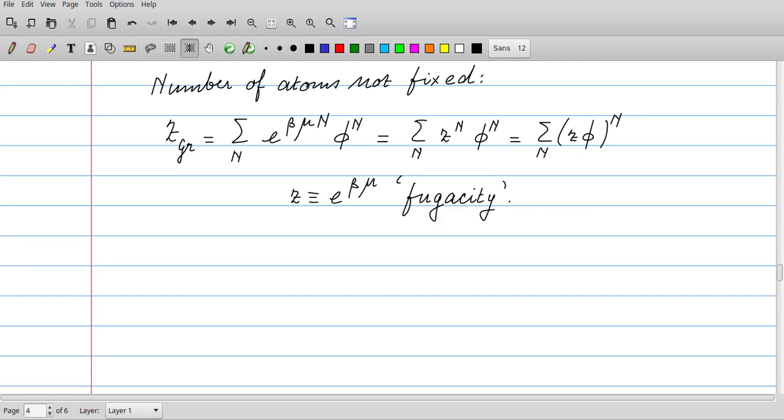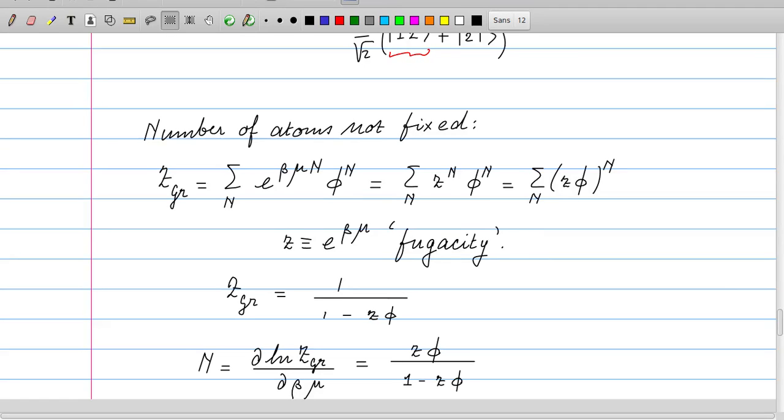If the number of particles is not fixed, as in this case, the appropriate ensemble is the grand canonical ensemble, and the central quantity that needs to be calculated is the grand canonical partition function Z grand, and we calculate it as the canonical partition function for N atoms. We sum over N and we introduce this extra factor e to the power beta mu N. So this is the grand canonical partition function. And it's very often written in this particular form, z to the power N phi to the power N. And here the z is defined as e to the power beta mu. So that's this factor here. And it has a name, it's called the fugacity.